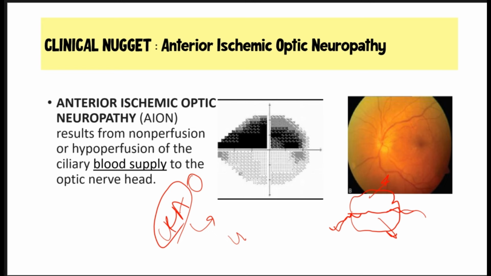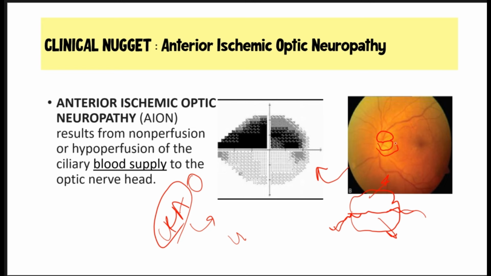And therefore, when the ciliary circulation is affected, the optic nerve head is affected and you will see disc edema. Moreover, because the ciliary circulation has a segmental supply, usually you will see either the upper half or the lower half of the optic disc affected in the form of optic disc edema. And if you do a visual field, you will see a hemispherical field defect, and this hemispherical field defect is known as an altitudinal field defect.